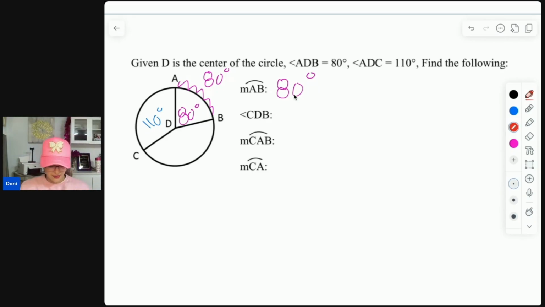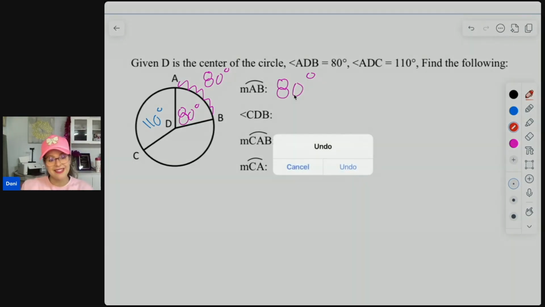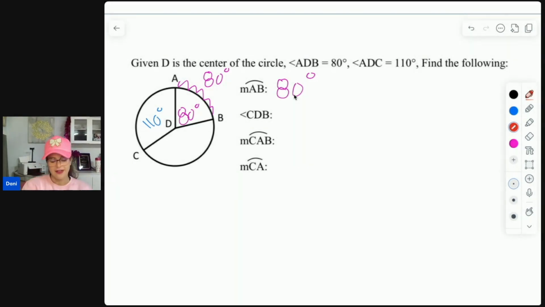So what we can do is add up 110 and 80. I don't know why I typed that in my calculator. I didn't need it, but it doesn't hurt to type it in. It's all good. No shade. That's 190 degrees. And then we are going to subtract that from 360 degrees to get 170 degrees. So that obtuse angle is 170.